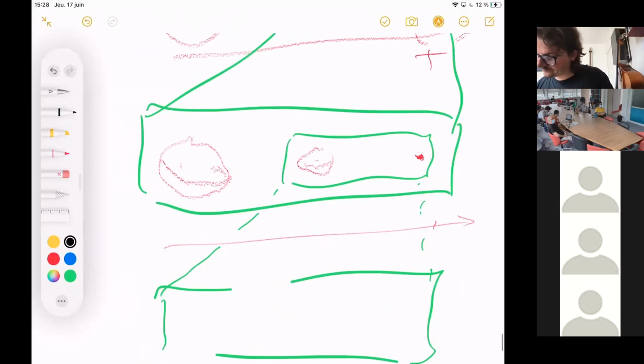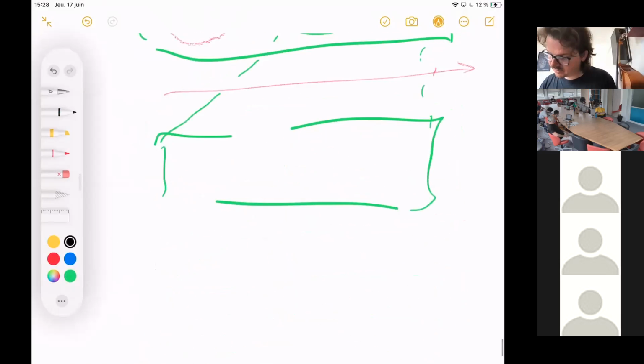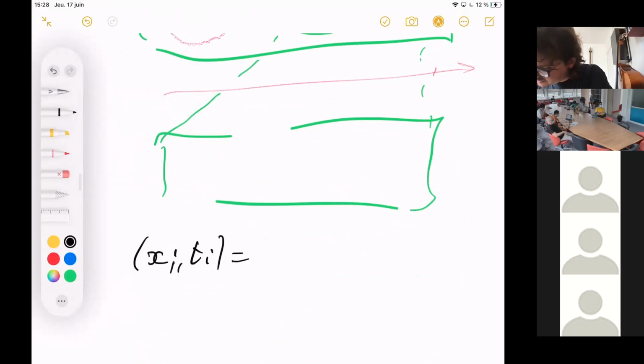Okay. And so what do we do? So we pick x_i, t_i, a point such that, so we pick a sequence of points and times such that the curvature is blowing up.